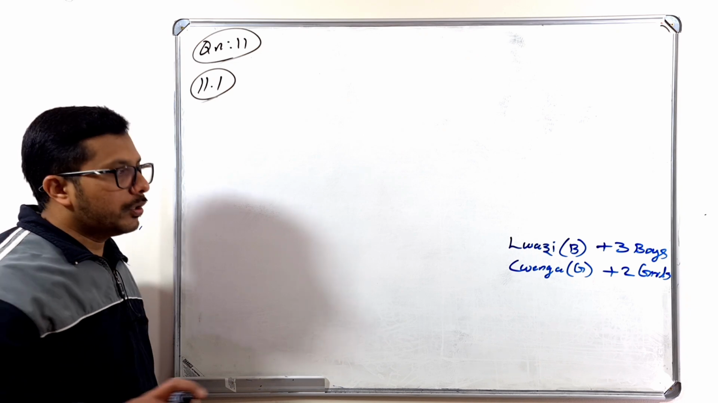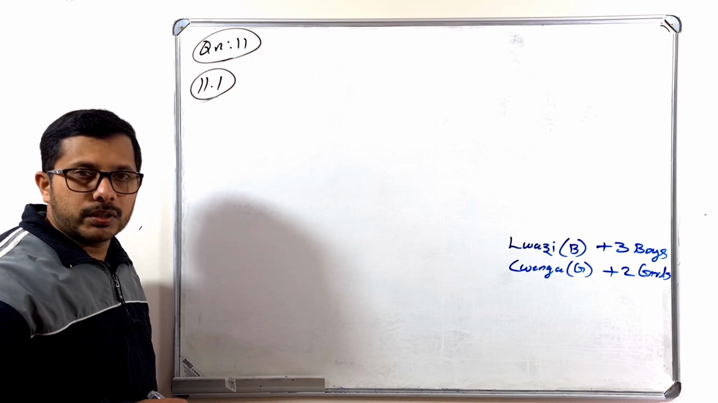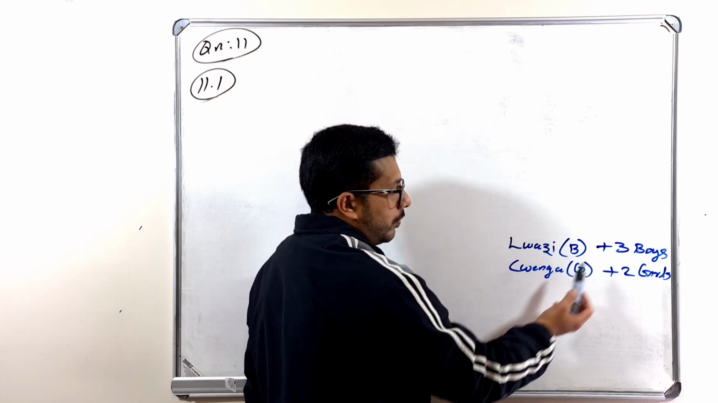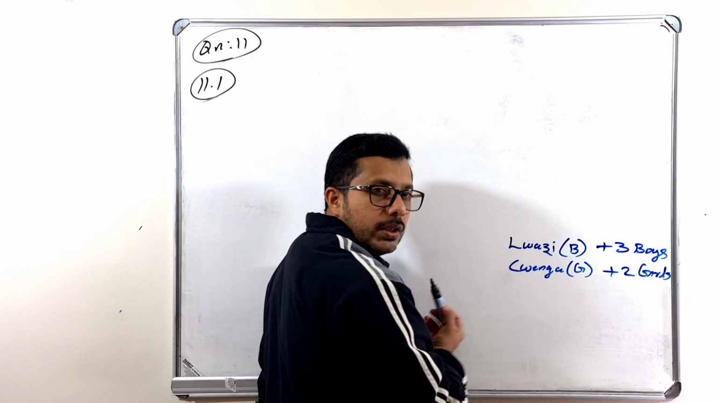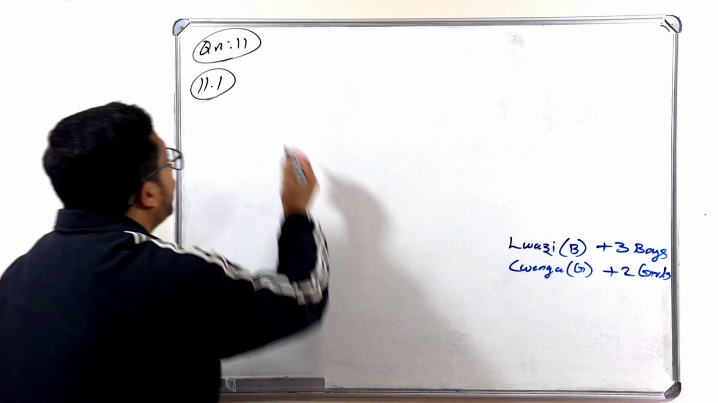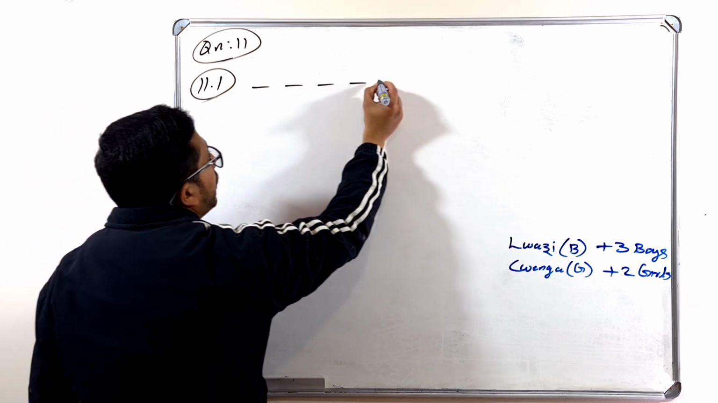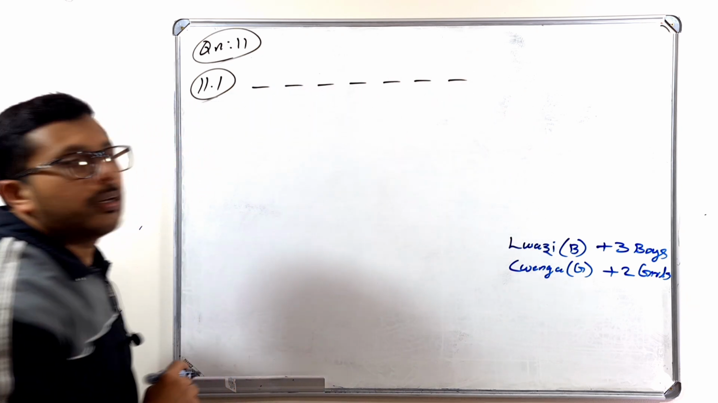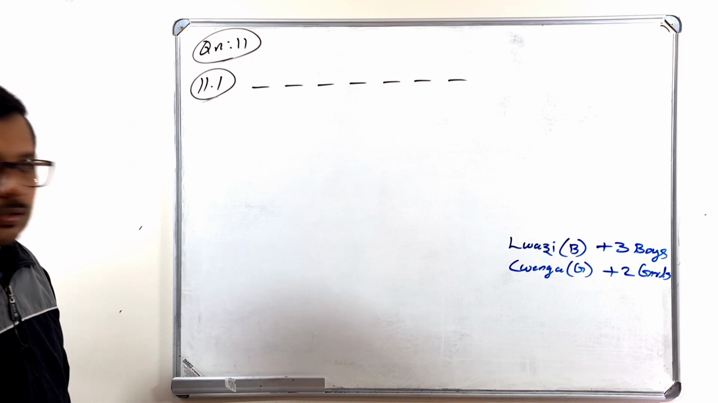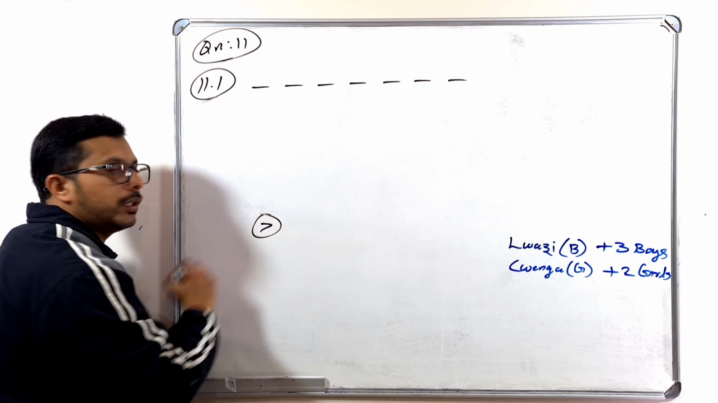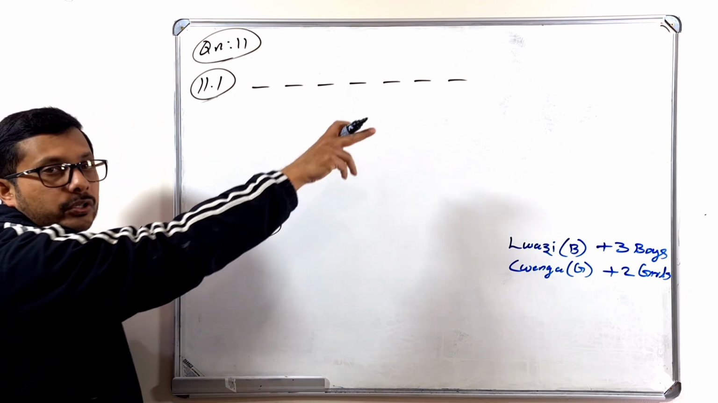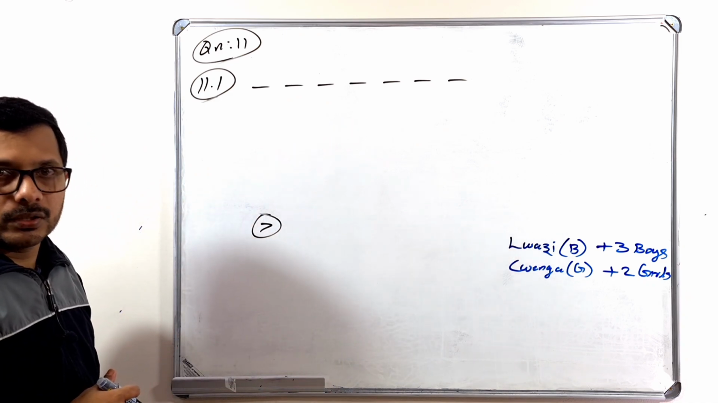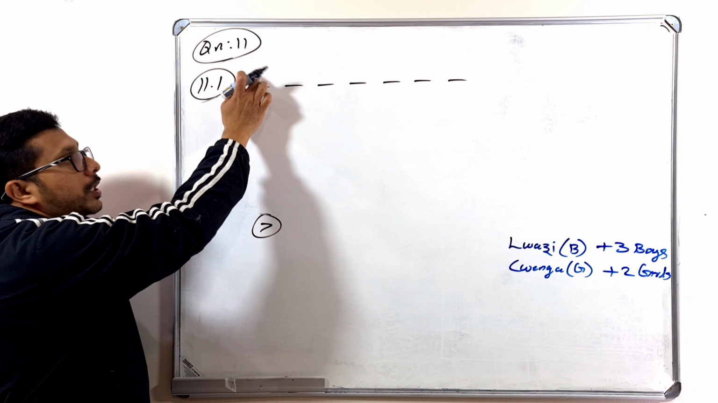So total how many people are there now? Here 1 plus 3 is 4, 4 plus 1 is 5, 5 plus 2 is 7. That means 7 people are sitting in a row. Order is not important. So total there are 7 people and they want to sit in a row. How many different possibilities? How many options do I have here?